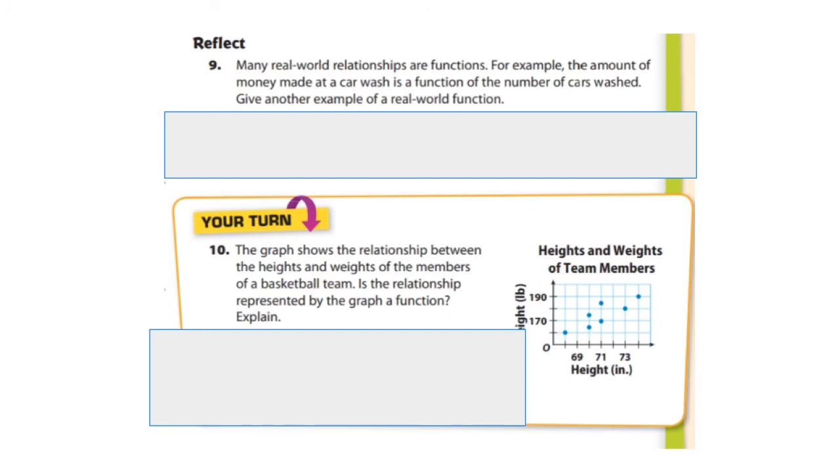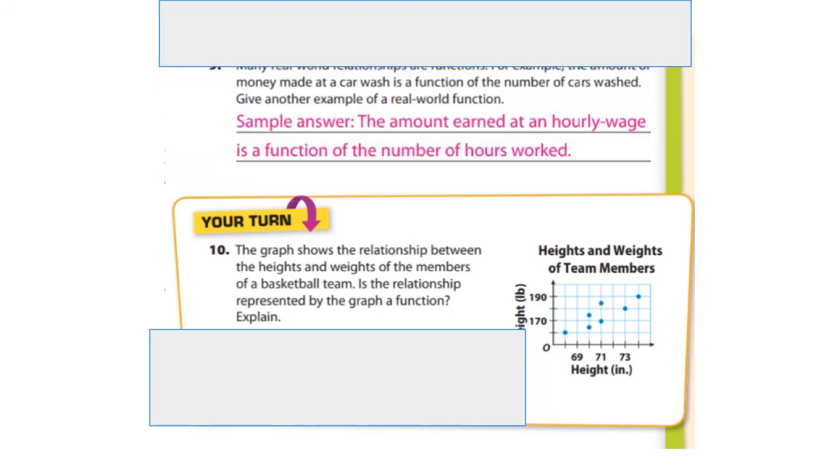Do you have another one you want to share? Most students didn't. So their example is the amount earned at an hourly wage is a function of the number of hours worked. So if you work this many hours, you'll always get that amount of money. If you change your hours, what you earn will change. But you're not going to work 4 hours and make $10, then work 4 hours and make $20. It doesn't work that way. Whatever hours you work controls how much money you have.